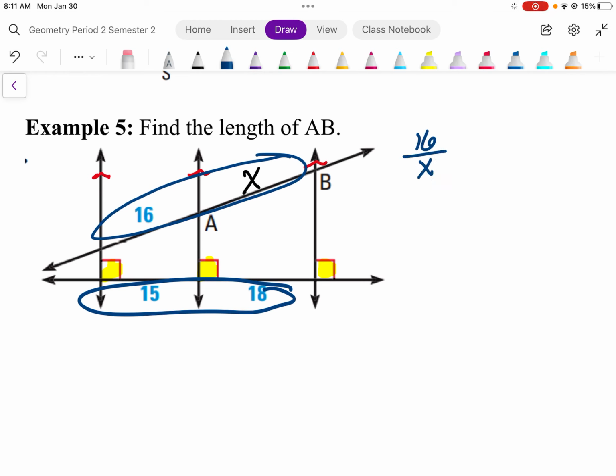So we can have 16 over x equals 15 over 18. And one thing you want to notice, 15 and 16 are right across from each other, and they're also across from each other in our fractions. They're both in the numerator. So that's one thing you want to make sure is happening in your problem.